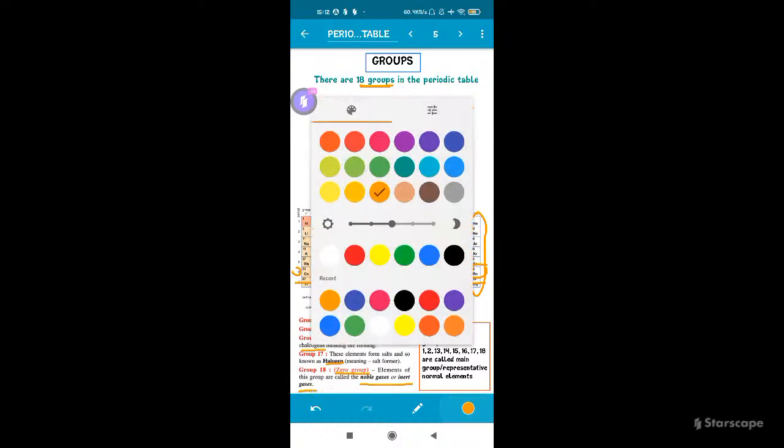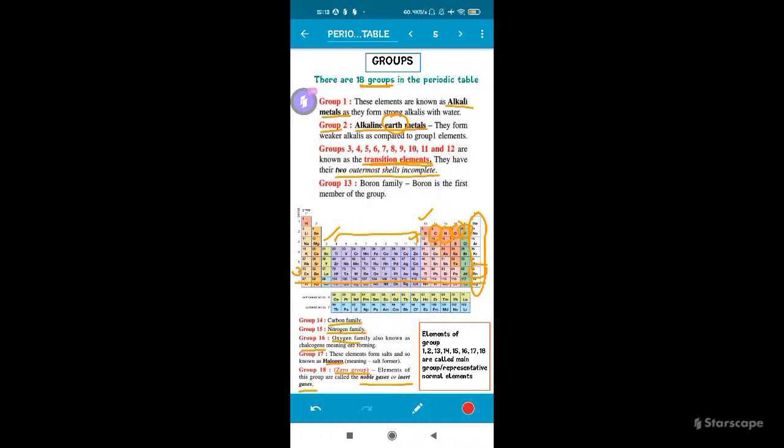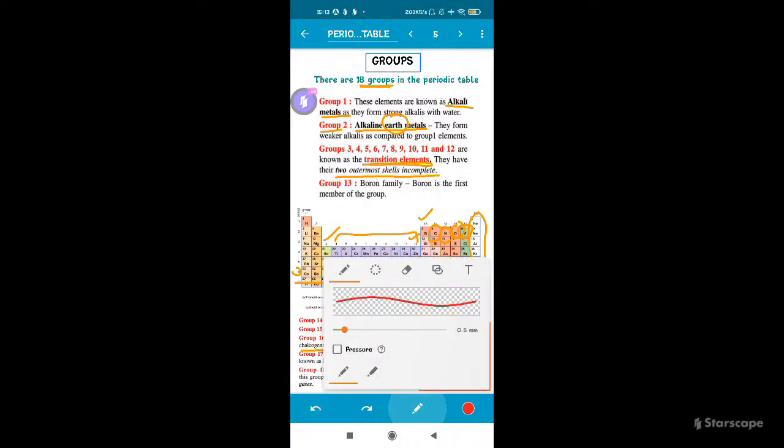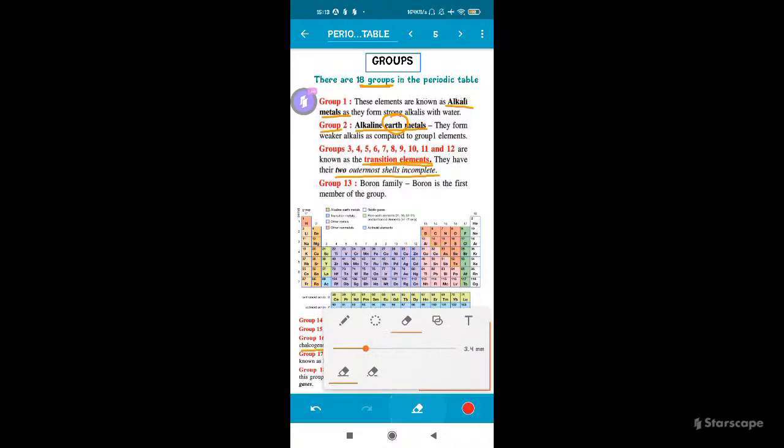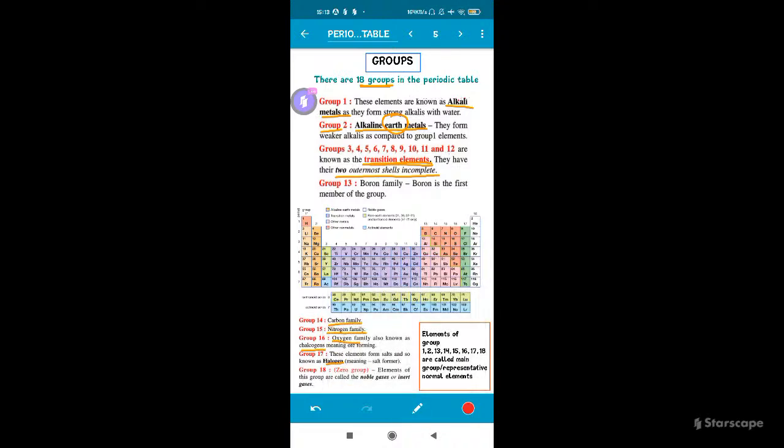Now we see one more important thing over here. Elements of group 1, 2, 13, 14. Let me just mark it in the slide. So elements of group 1, group 2, group 13, group 14, group 15, group 16, group 17 and group 18. These are the groups which we will learn, and the rest is not there in our syllabus. This is not essential.